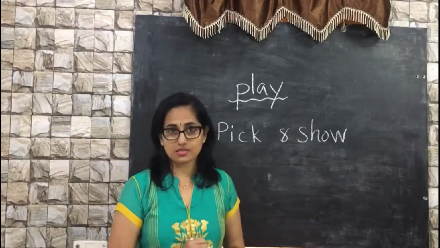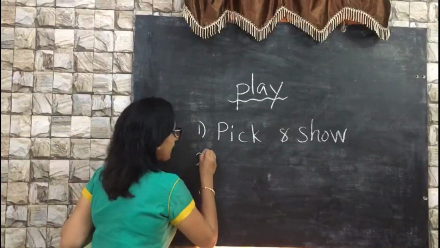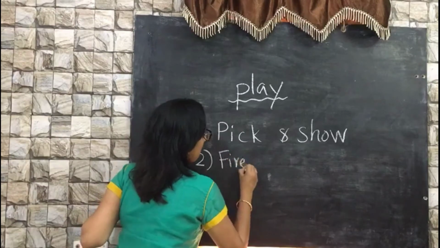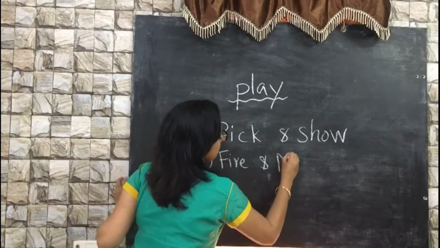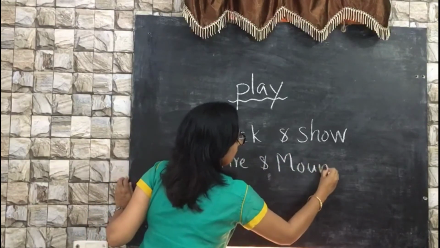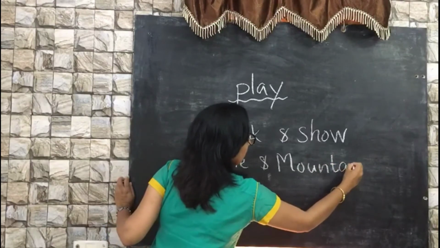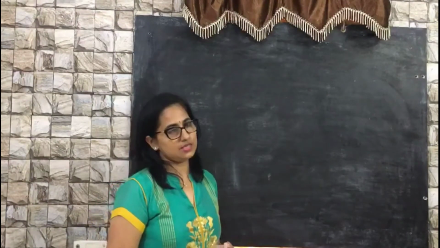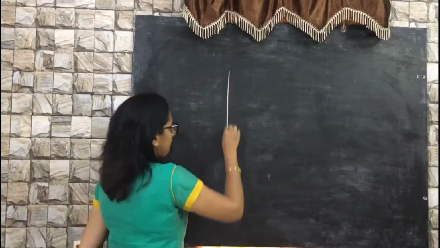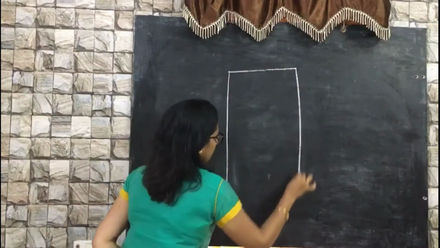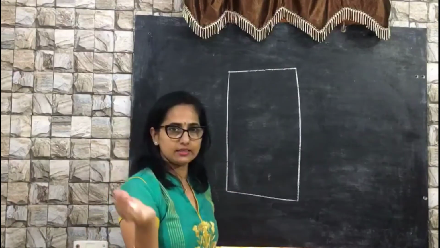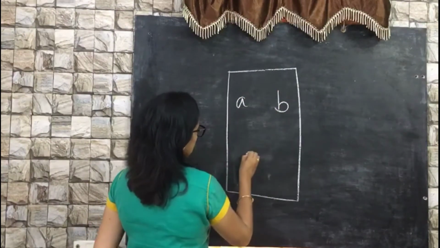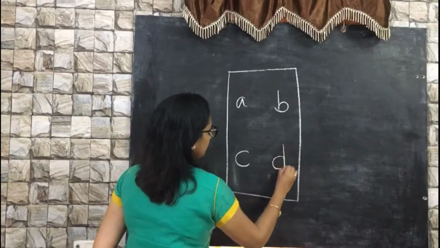The next game is fire on the mountain. Now, how do we play this? Take an A4 sheet of paper. Just write the 4 letters A, B, C and D.